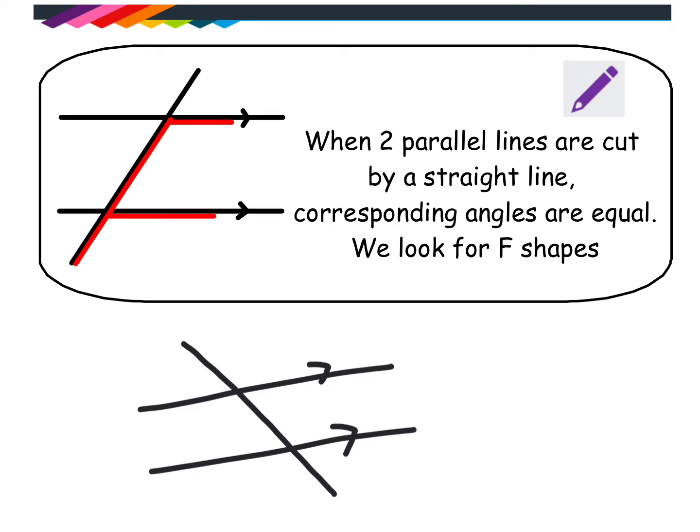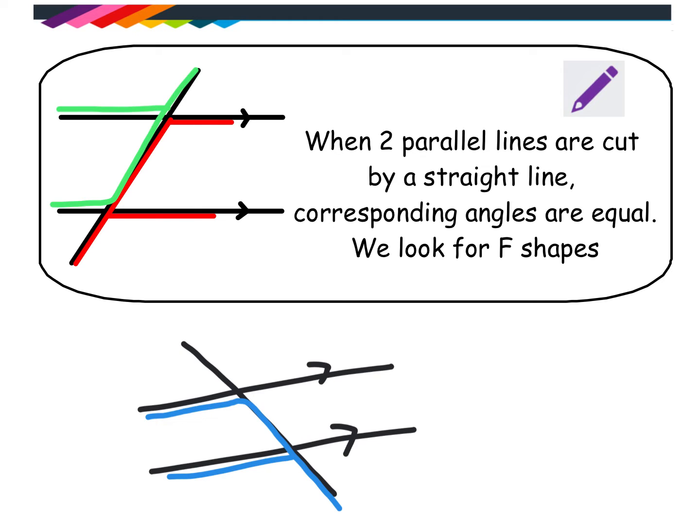Now F shapes can be frontwards as a normal F shape, like I've shown in red up here. They can also be back to front, like I'm showing you now in blue. They might also even be upside down. So we could even have an F shape going like this. And it all depends what kind of angle we're asking you to find in the question.